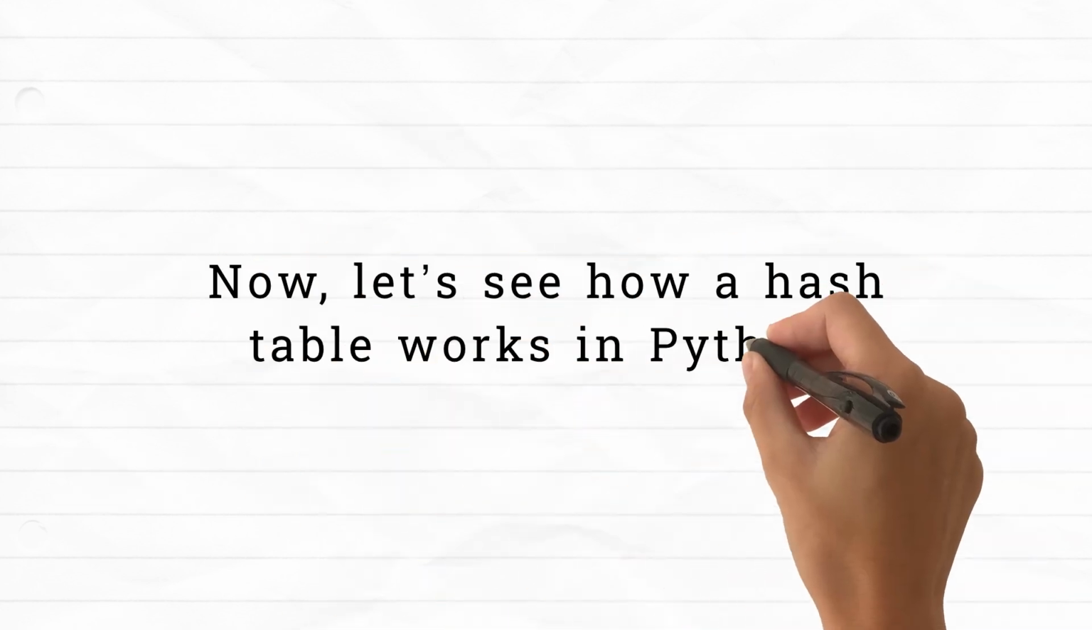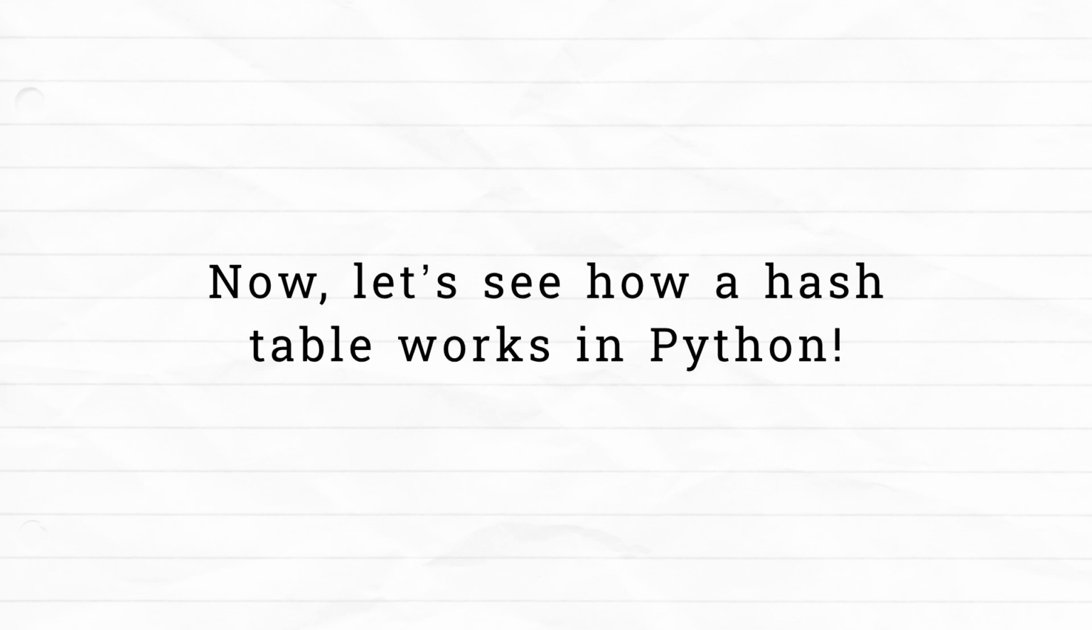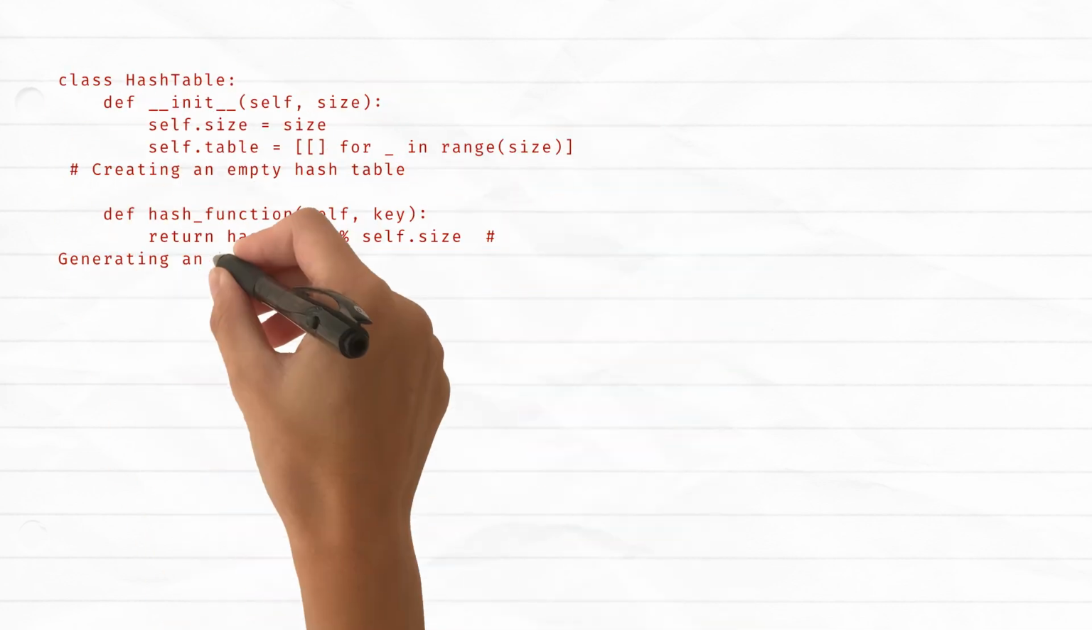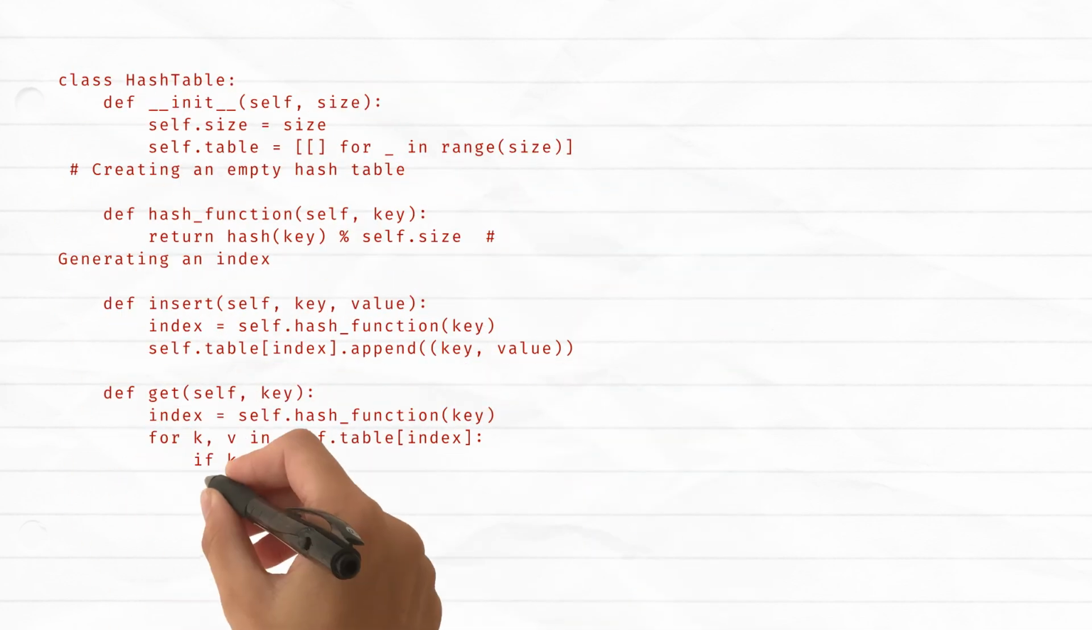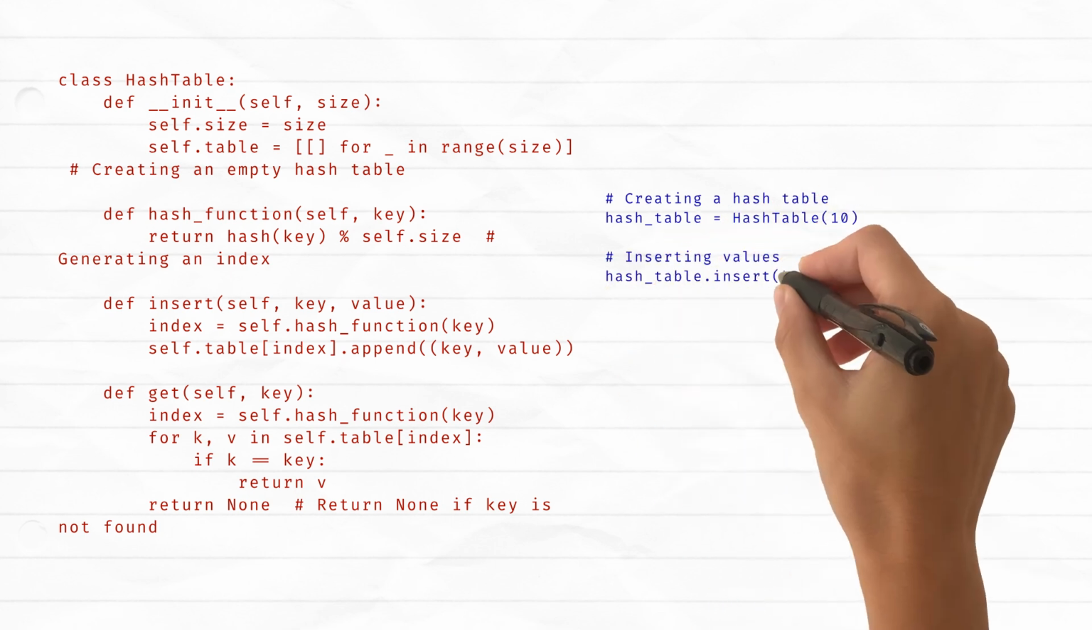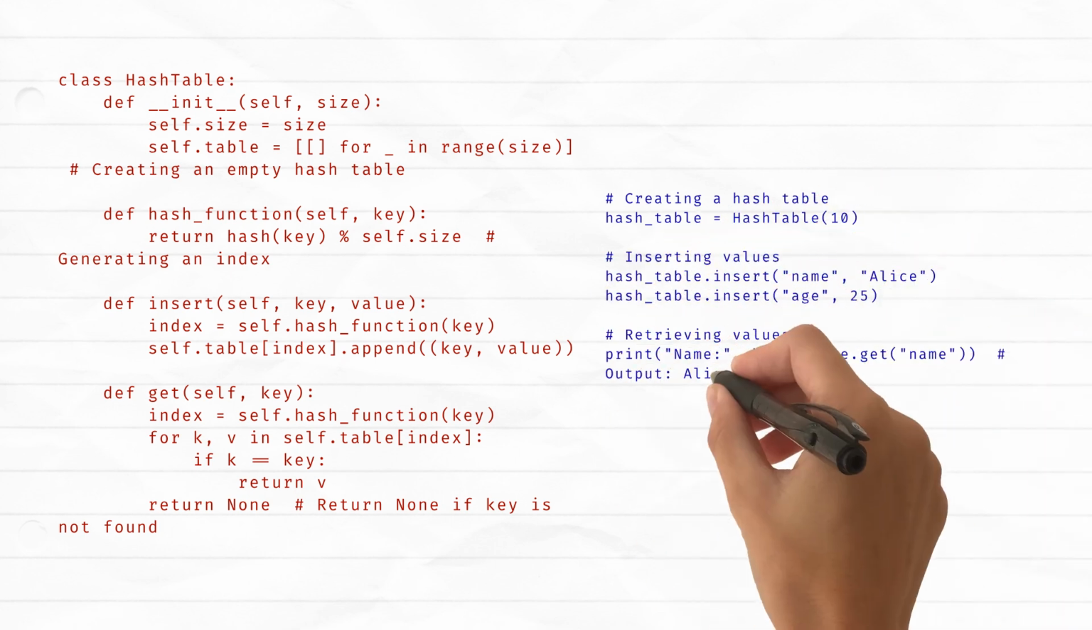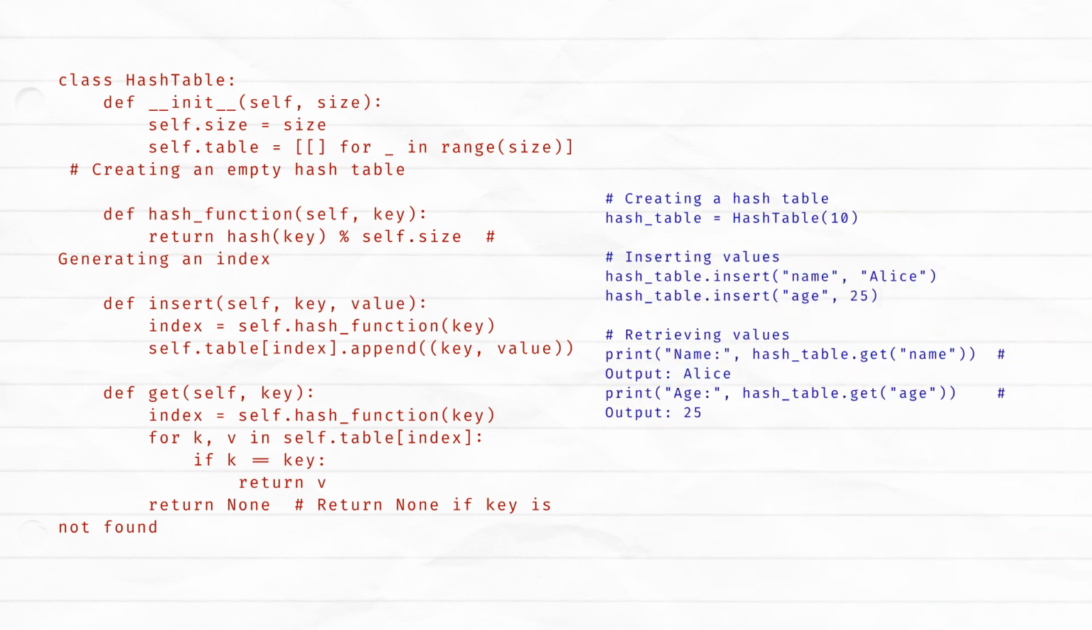Now, let's see how a hash table works in Python. Here, the hash function generates an index for each key, and the values are stored in that specific index. When we need to retrieve data, we use the key to directly jump to the right location instead of searching through everything. This makes hash tables super efficient.